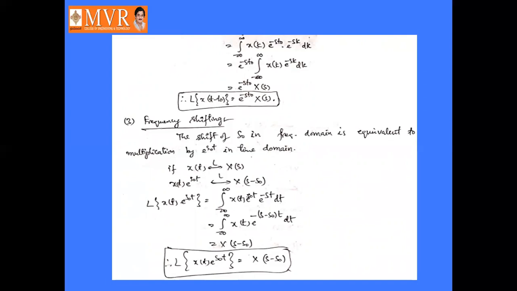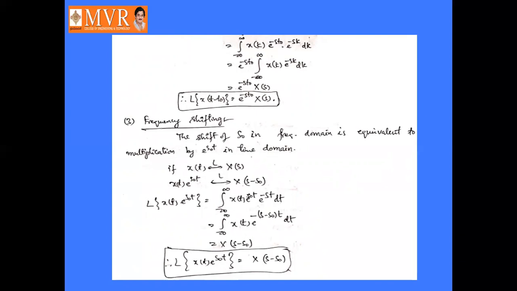Next we will see the frequency shifting property. The shift of s0 in the frequency domain is equivalent to multiplication by e^(s0 t) in the time domain. That is, if the Laplace transform of x(t) is X(s), then the Laplace transform of x(t) e^(s0 t) will become X(s - s0).